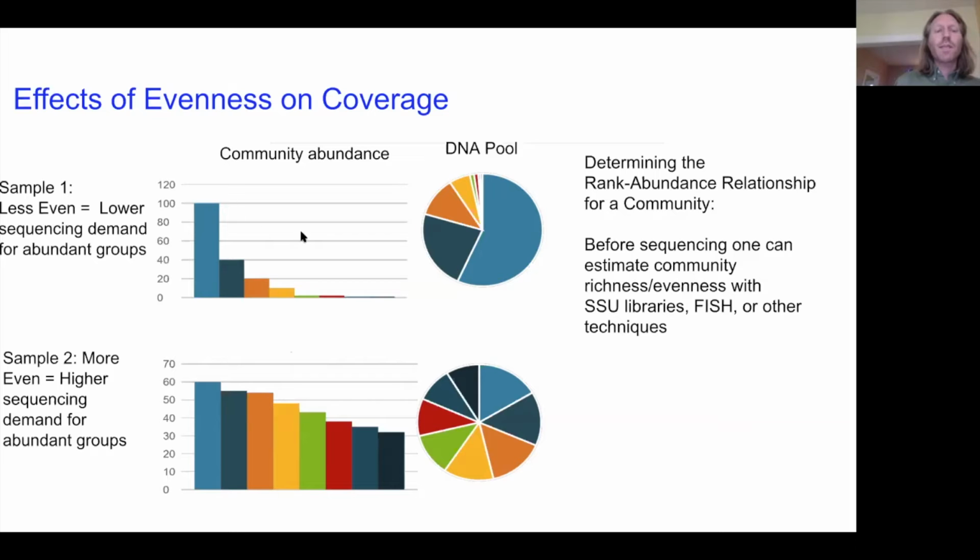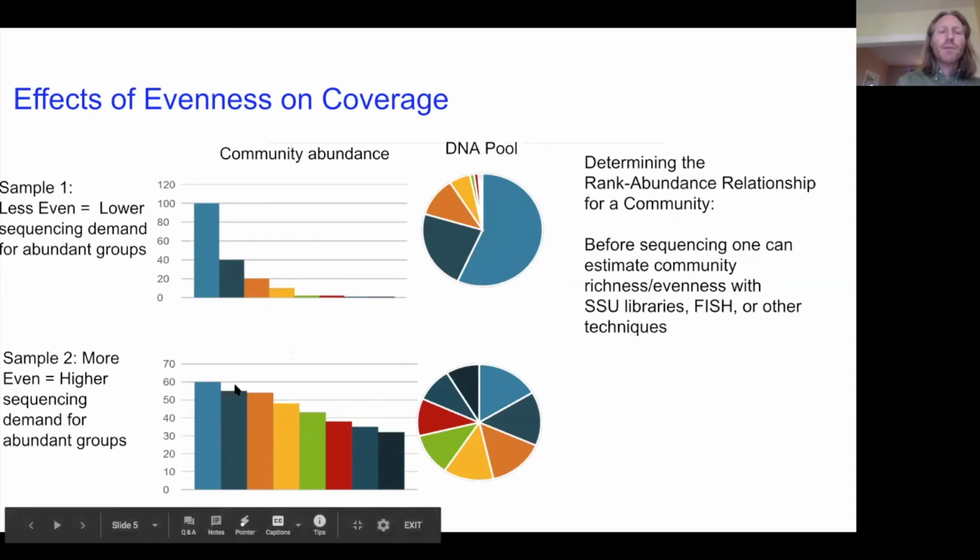So on sample 1 at the top here, we have a very uneven community where this first blue taxa has much higher relative abundance compared to the other taxa. And so when you look at the DNA pool on the right, you have a much bigger slice of blue pie than yellow pie, say.